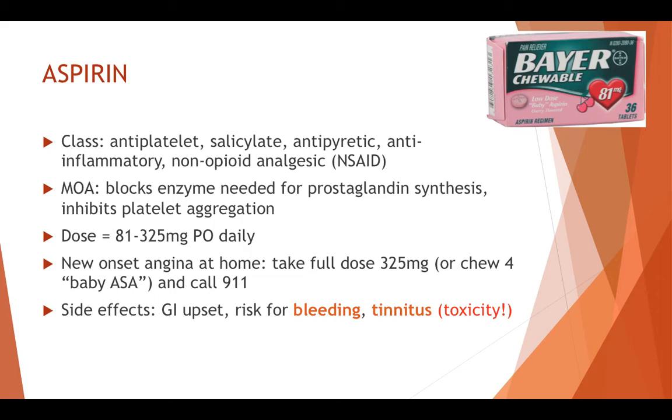The dose is usually 81 to 325 for patients with CAD or history of MI. When someone has new onset of angina at home, we usually tell them to take a full dose, 325, or chew 4 baby aspirins and call 911. Some of the side effects are GI upset, so we should tell them to take it with food, risk for bleeding, and tinnitus can indicate toxicity.